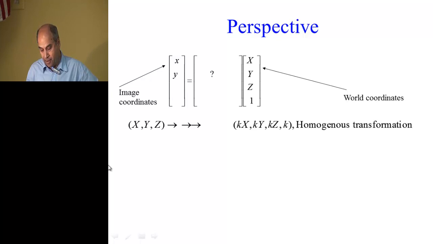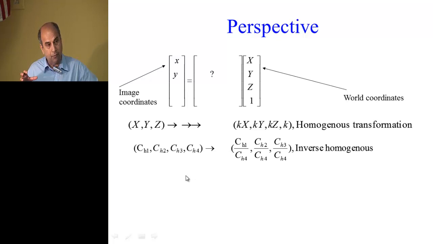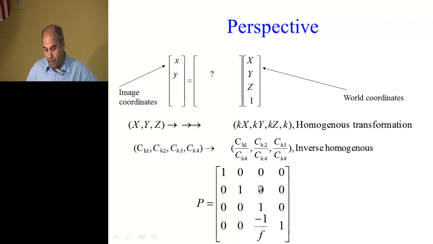Then we can convert from homogeneous coordinates back to Cartesian coordinates. Take the fourth element, divide the first one by it, the second one, the third one. This is the inverse operation of what we did here: here we multiply, here we divide. Now if we do that, the perspective transformation can be written like this. We have 1, 0, 0, 0, 0, 1, 0, 0, and so on, like an identity matrix, and then on the fourth row, 0, 0, minus 1 upon F, and 1.